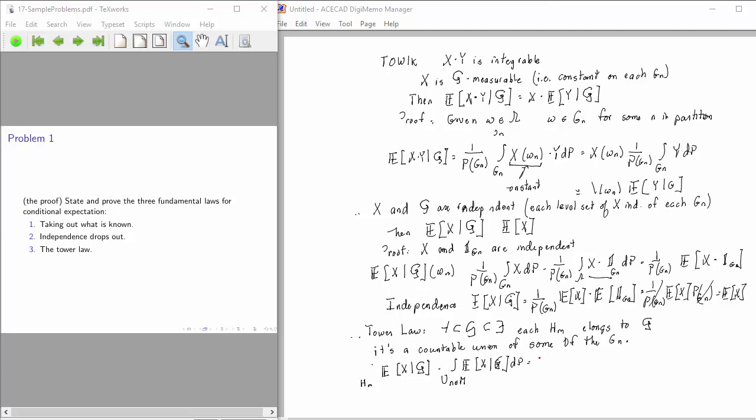And if I'm integrating over disjoint parts of the sample space, I can just sum over all the sets in the partition that I'm using the integral of the expectation of x conditioned on G over G sub n. But on G sub n, x is a constant. On G sub n, this conditional expectation is a constant that is defined so that it comes out the same as when you integrate x over that same set in the partition.